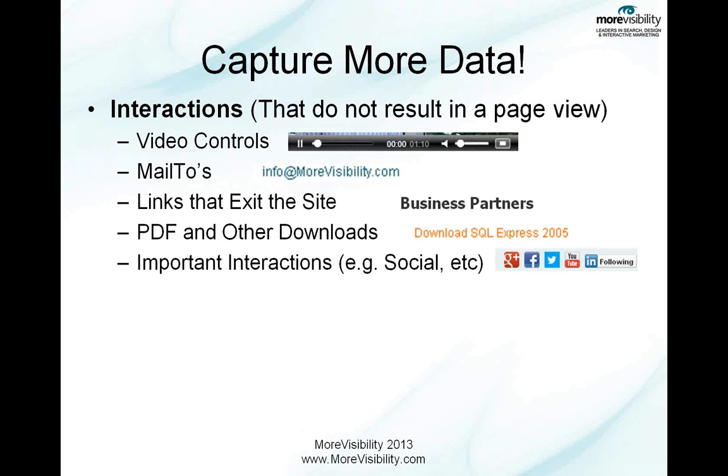Other important interactions, and this is by no means totally inclusive, but could include social interactions. If somebody is clicking on your Facebook icons or reaching out to your YouTube channel or other things, those are desirable actions that you would want to measure in GA.